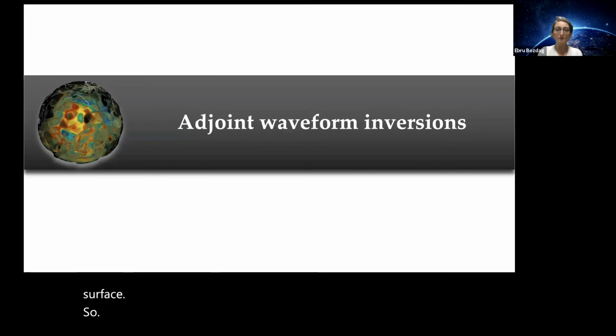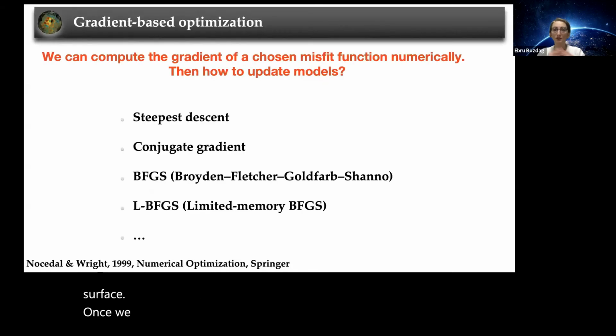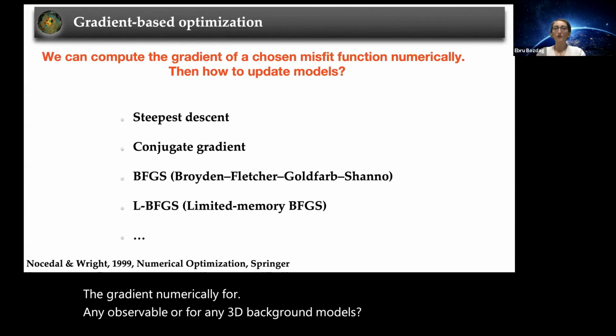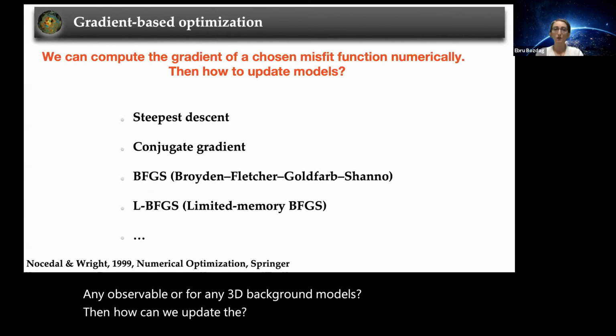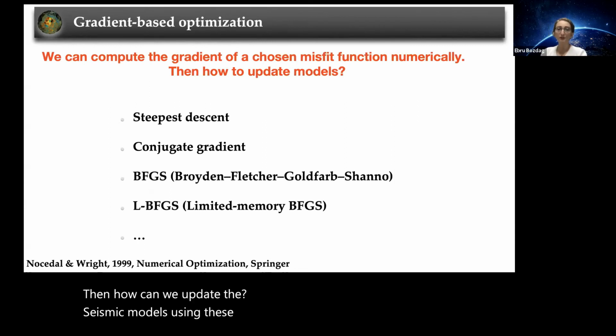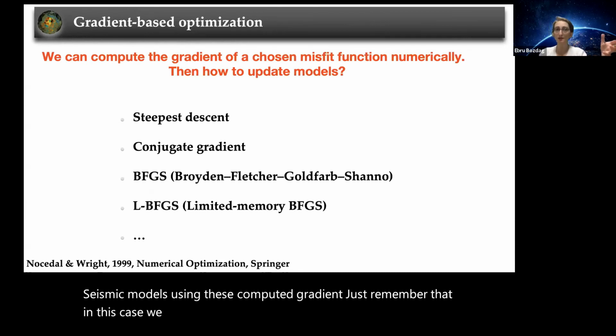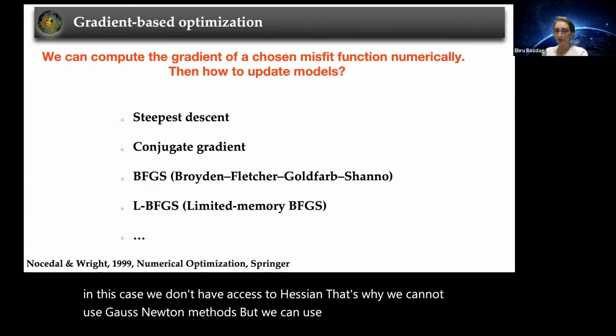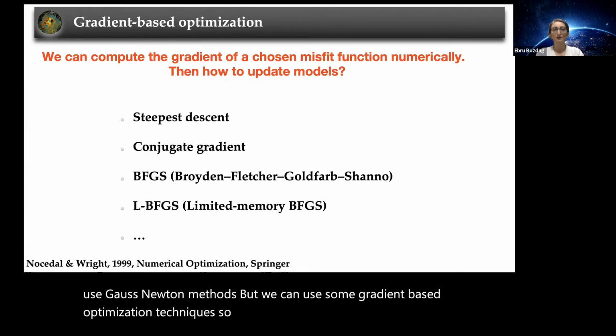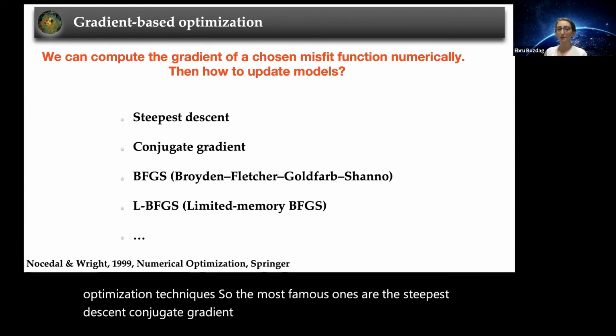So once we compute the gradient numerically for any observable or for any 3D background models, how can we update the seismic models using these computed gradients? Just remember that in this case, we don't have access to the Hessian. That's why we cannot use Gauss-Newton methods. But we can use some gradient-based optimization techniques. The most famous ones are the steepest descent, conjugate gradient, or LBFGS, limited memory BFGS methods.